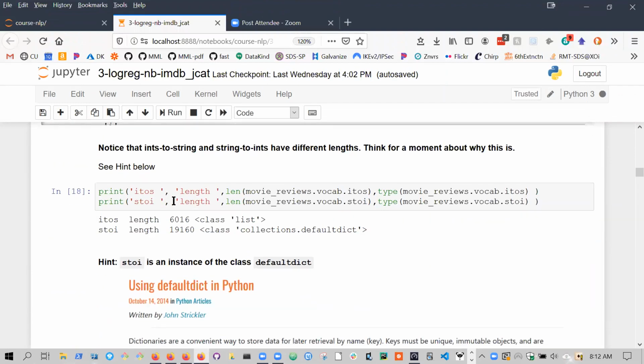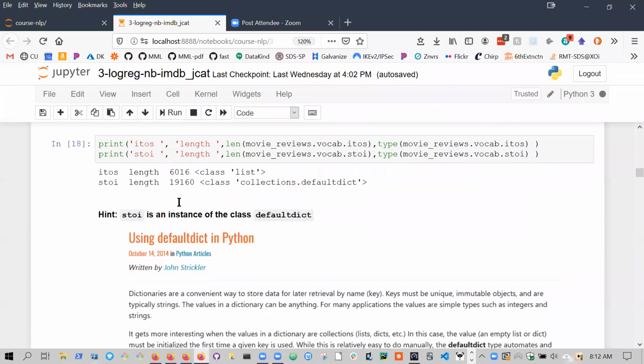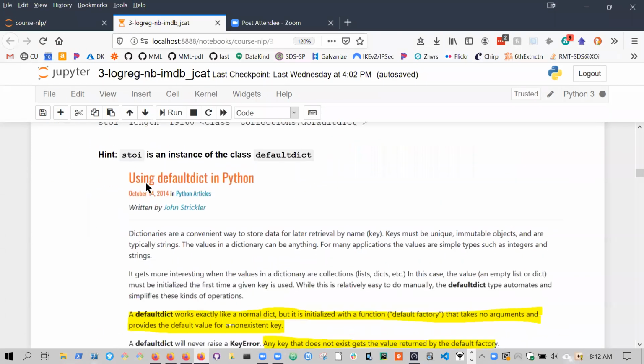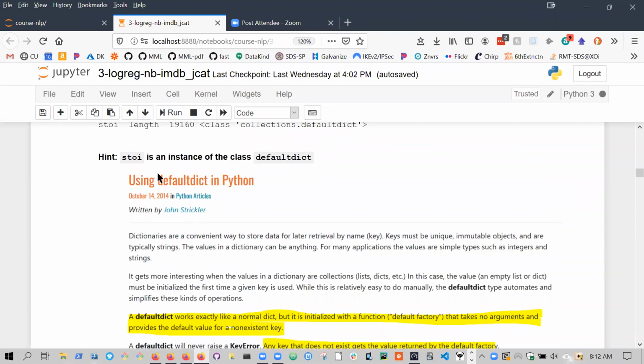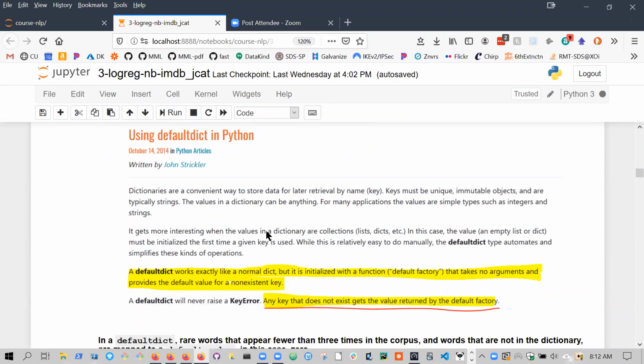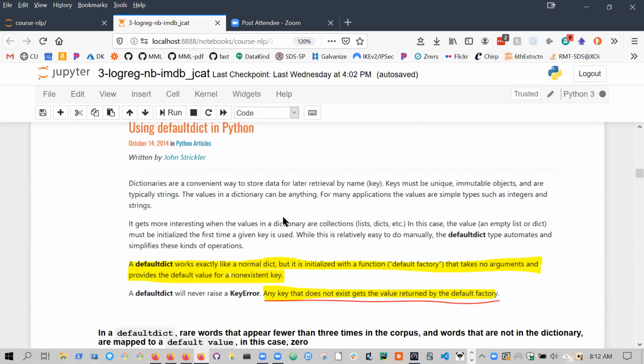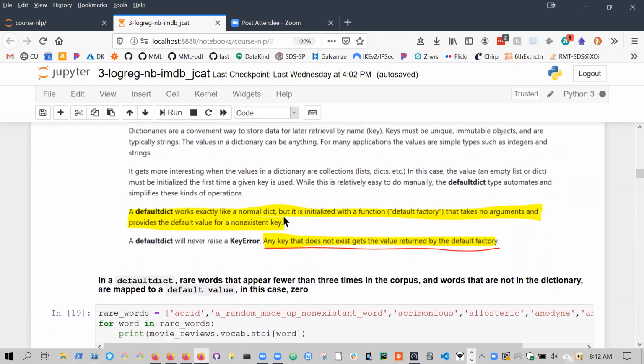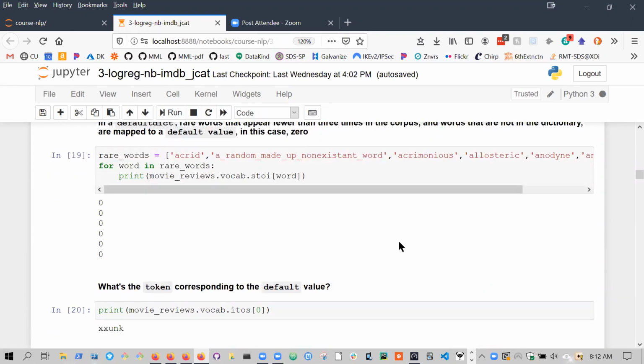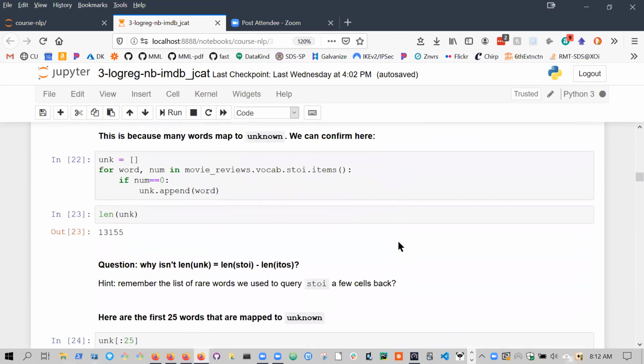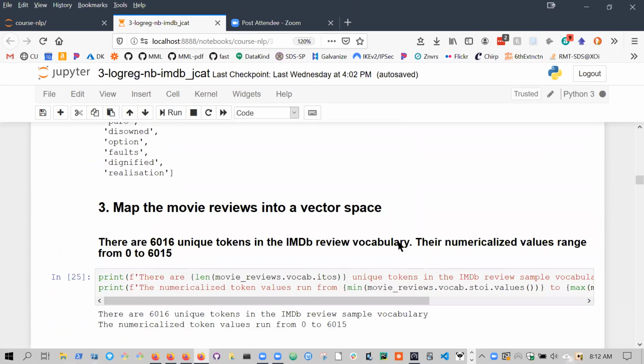Okay, so I think we moved through this a little bit. STOI is a default dictionary. And then I added something to the notebook to help you understand default dictionaries. So you can go over this later. I'm just going to move through this a little quickly to get down.